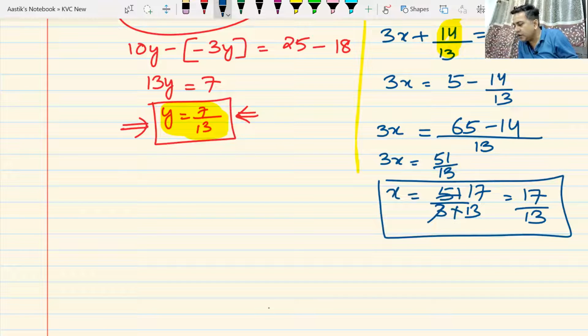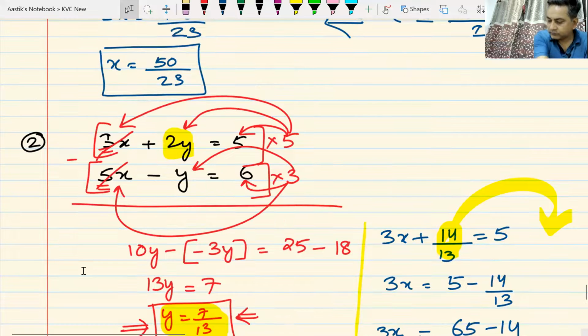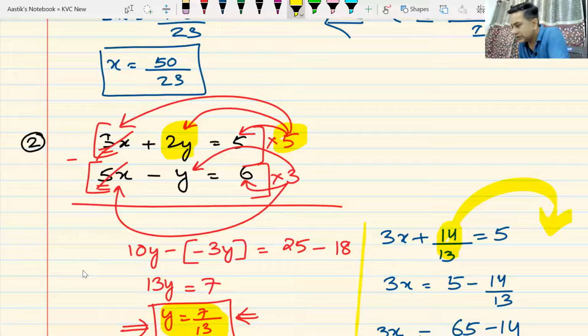Sir, at the beginning, how did you get 10y, sir? It's simple, sir. Five multiplied by 2 is 10, 10y. Simple. Done nothing extraordinary.